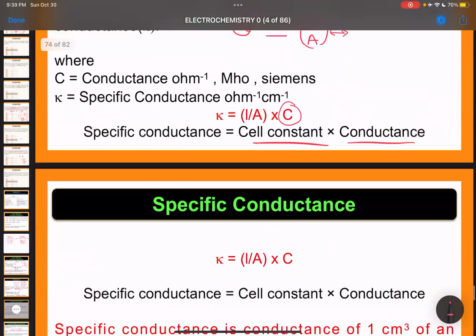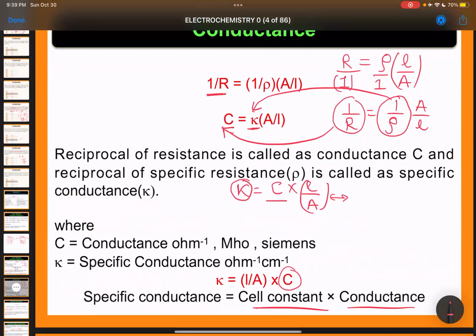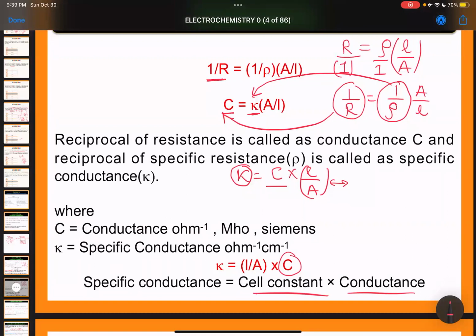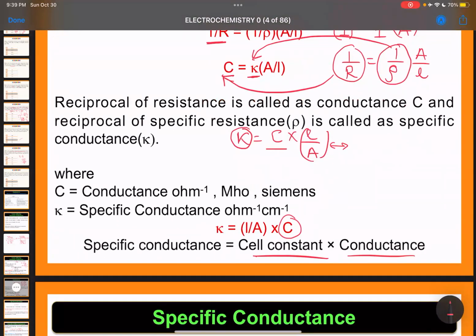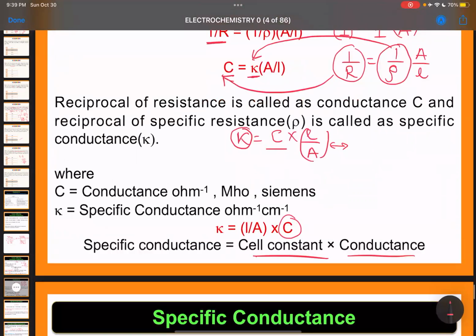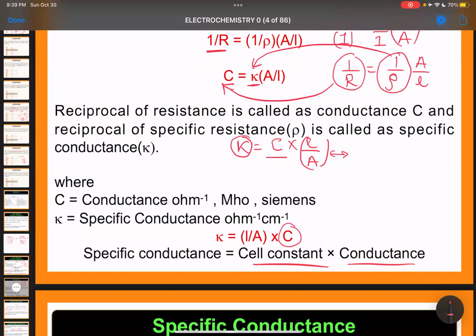Just like we discussed resistance and specific resistance for 1 cubic centimeter, similarly, conductance is just the reverse of resistance. Resistance tells you how much difficulty there is in the flow of current, and conductance tells you how easily the current can flow. The higher the ease of flow, the higher the conductance. So conductance equals specific conductance into A by L. If you do the reciprocal, specific conductance is known as kappa.